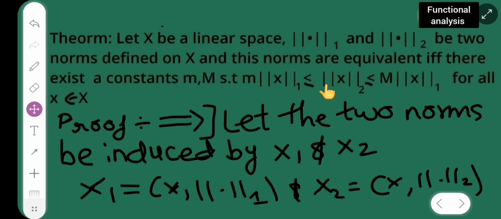So it should be induced. For that, let the two norms be induced by X1 and X2. So here X1 is equal to (X, norm 1) and X2 is equal to (X, norm 2). Okay, so I'll turn the page. You all can copy down.